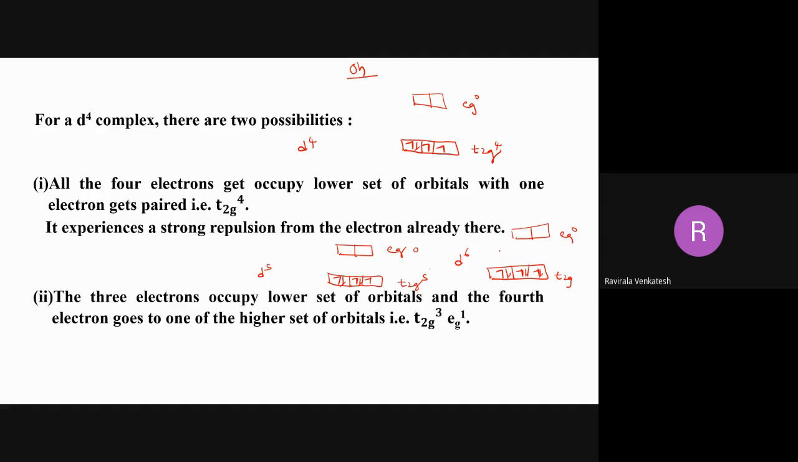This takes place if it is a strong ligand. If it is a strong ligand, we need to pair like this. I will show everything in a slide here. First of all, I will take a weak ligand, like water, chlorine, bromine. How do the electrons fill? For d1 in an octahedral complex, you have to fill like this, in the t2g. The configuration becomes t2g1, eg0.